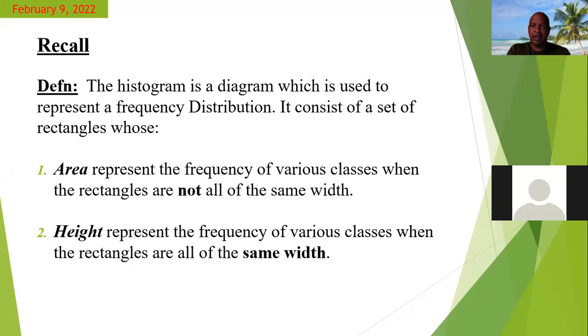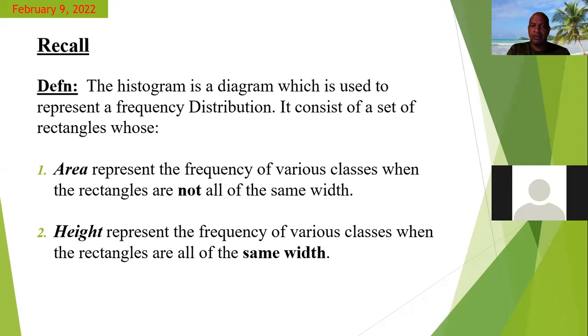Now, in the case where we're using the area representing the frequency, what we notice is that the classes in that frequency distribution would not have the same width. And so the rectangles would not have the same width. So in that case, when the rectangles have different widths, we would use the area to represent the frequency. Now, we are not going to use that form of histogram when we are dealing with the mode.